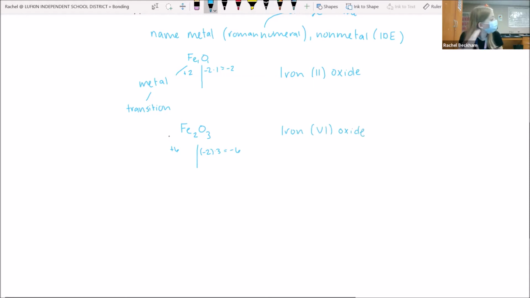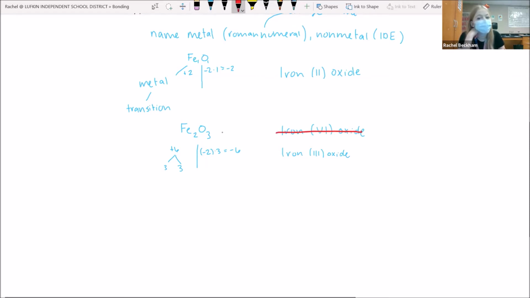What'd you say? It's not simplified. How many iron atoms are there? There's 2, but that +6 charge is divided into 2 branches, right? So you divide by 2. 6 divided by 2 is 3. It's actually going to be iron 3 oxide, right? So we're going to cross this one out.